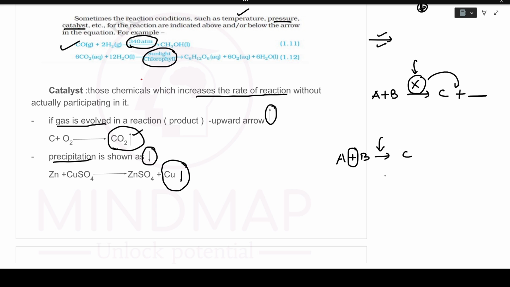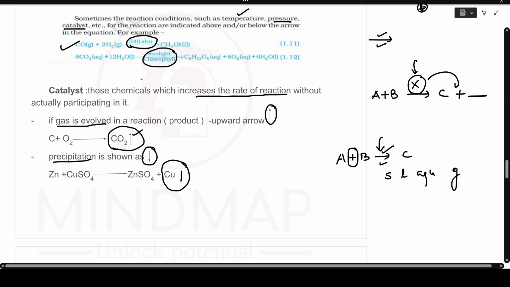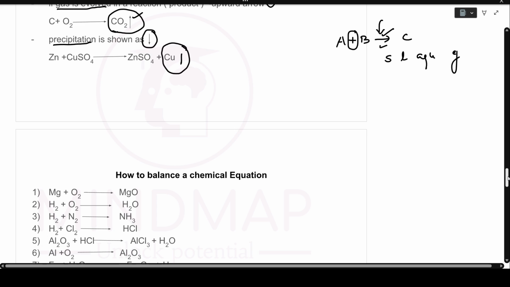Other than that, to make the chemical equation more informative, we write certain notations, like is it a solid or a liquid? Is it aqueous, in solution, or is it in gaseous form? And then we also write the conditions. And where do you write the conditions of the reaction? Either on top of the arrow or below the arrow. Correct? Fine. So this is how you know how to write the chemical equation.